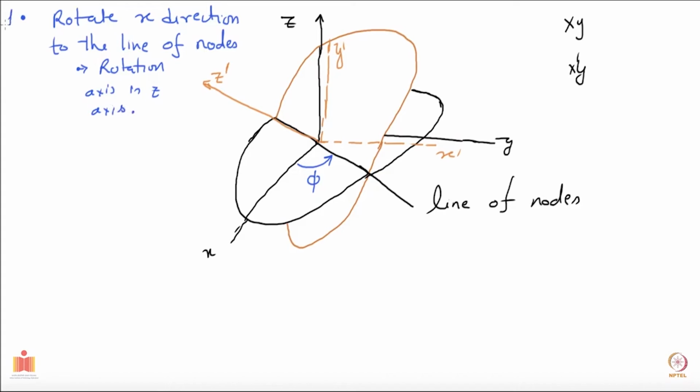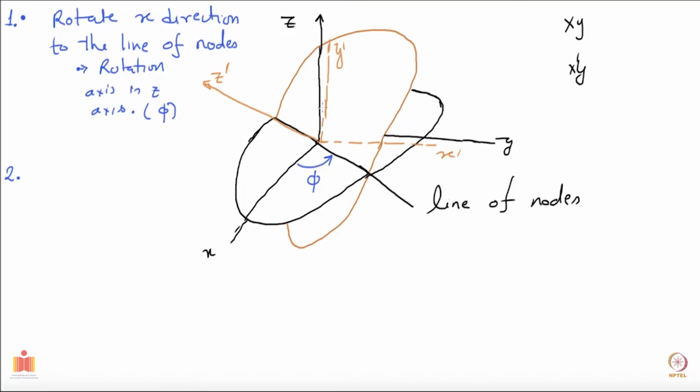Okay, so that was my first step, and the angle was phi. Good. So now my new x axis has moved here, along the line of nodes. Y has of course moved by another amount phi further in this direction, and for z, nothing has happened. Z is here and z prime is there. Now you take your z axis, which has not moved at all because the rotation was about this axis, and rotate it into z prime.